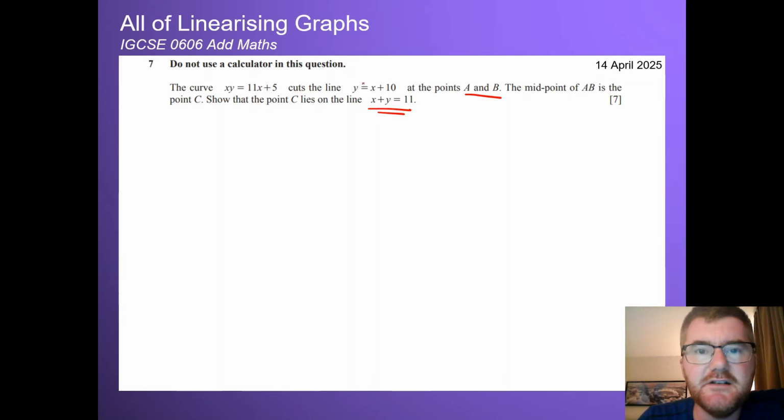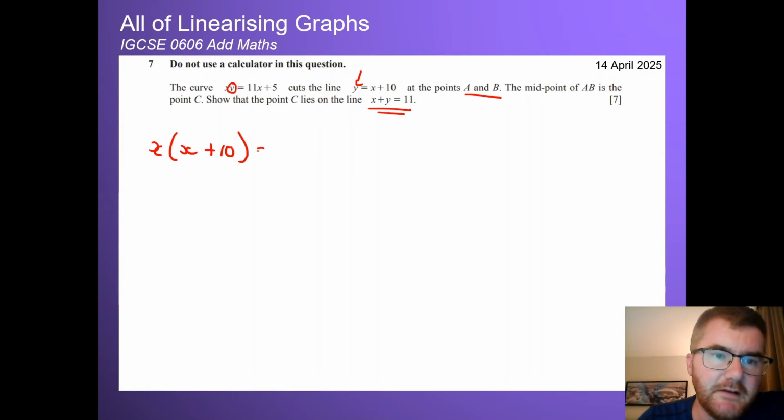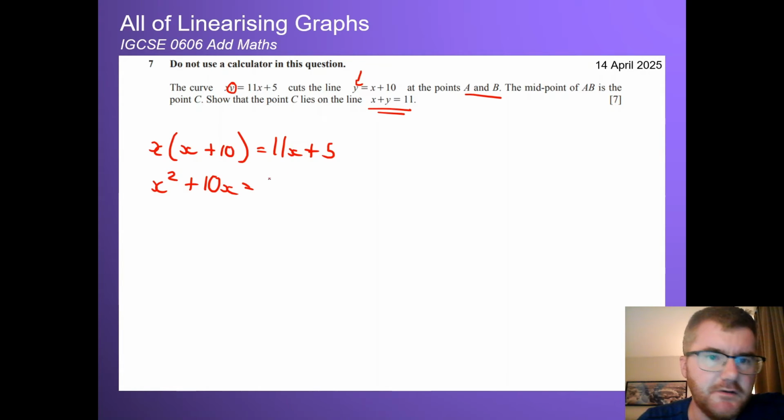The first thing we need to do is substitute. So wherever I see a y, I can put an x plus 10 in here. So I'm going to copy that equation. Wherever I see a y, I'm going to put an x plus 10. Equals 11x plus 5, and guess what? We get a quadratic out of this. So x squared plus 10x is equal to 11x plus 5.